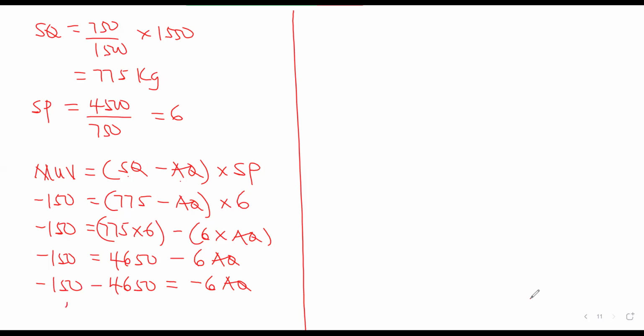482 divided by 6, 800. So negative 6 AQ. This will also be negative. Divided by negative 6, divided by negative 6. Our actual quantity will now be 800 kilogram. You can see that this will actually give you adverse, isn't it? Because adverse means that actual quantity must be higher than what?